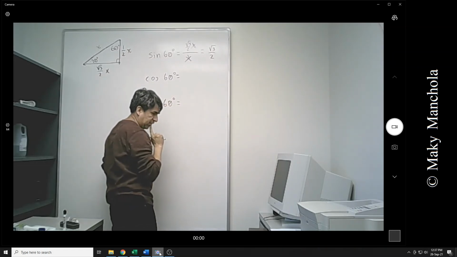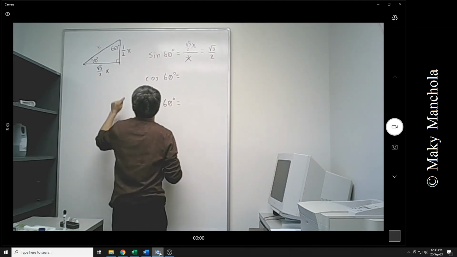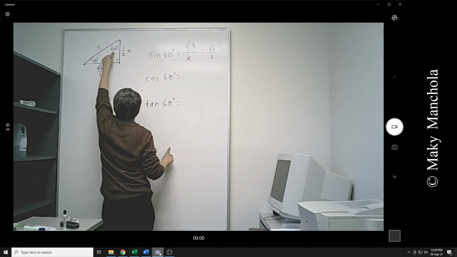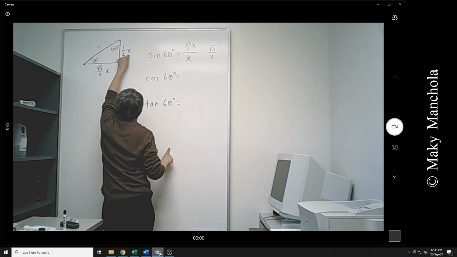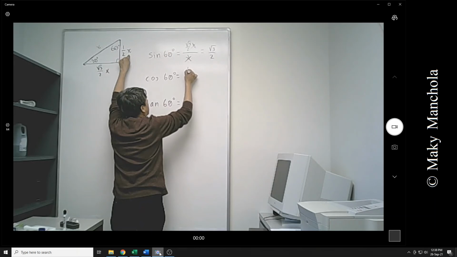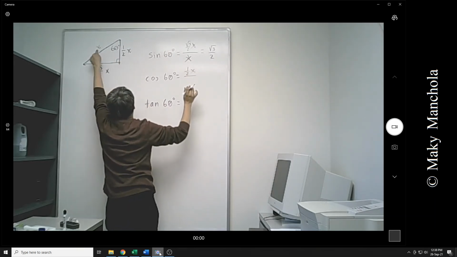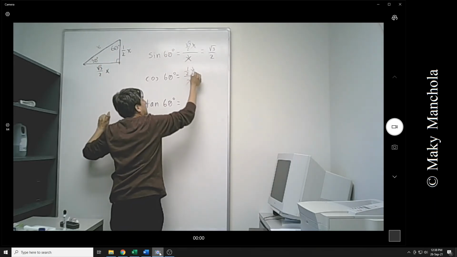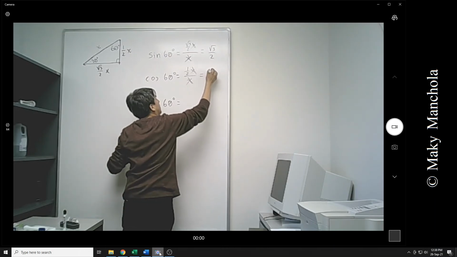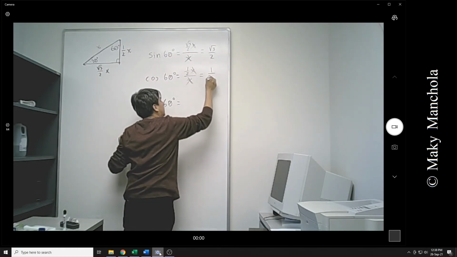Cosine of 60 degrees is adjacent over hypotenuse. What's adjacent to this 60 degrees here? Half of x. So I have half of x over the hypotenuse, which is x. The x's cancel, so we find that the cosine of 60 degrees is 1/2.